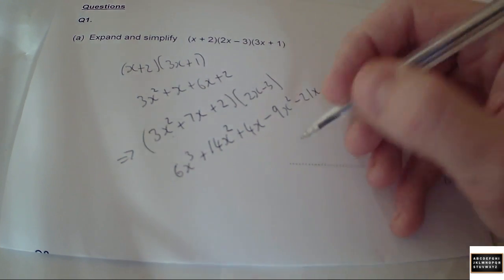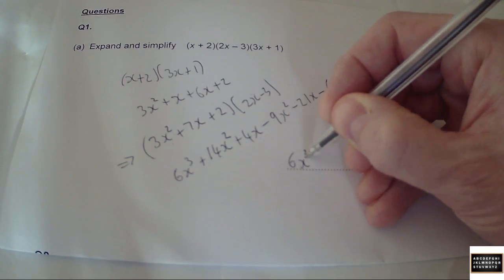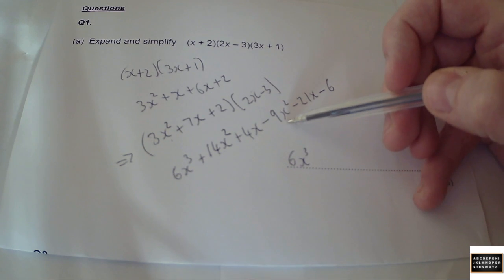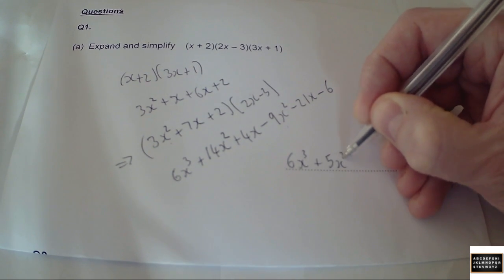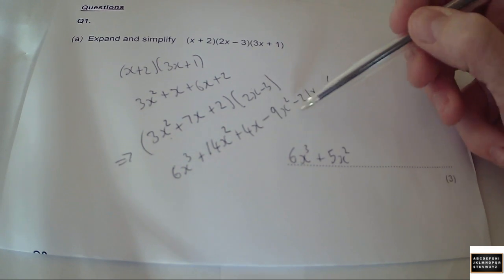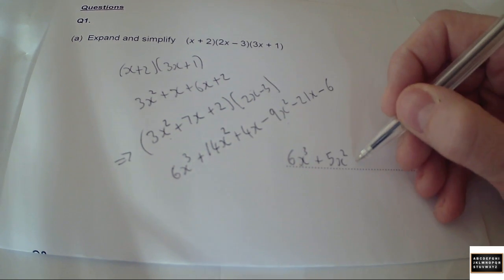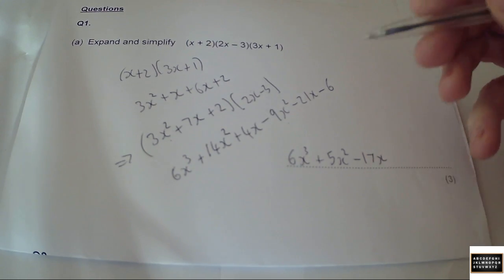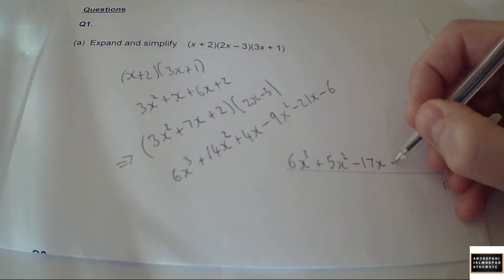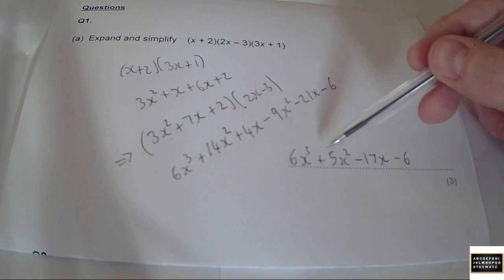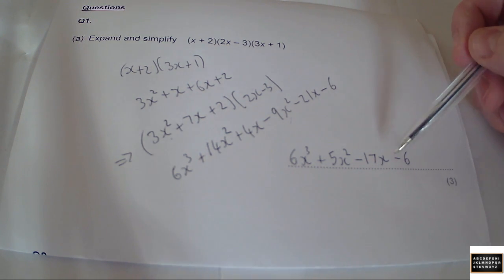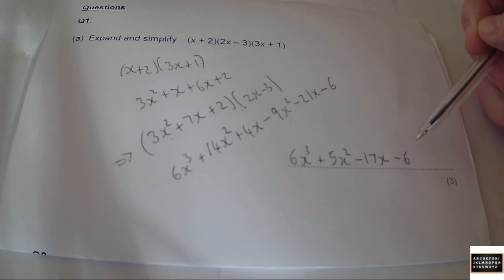So 6x cubed, that's on its own, so I'm going to put that at the beginning. 14x squared minus 9x squared, that's plus 5x squared. And then 4x minus 21x, that's going to be minus 17x. And then you've got just the minus 6 at the end. So you end up with 6x cubed plus 5x squared minus 17x minus 6. And you are done.